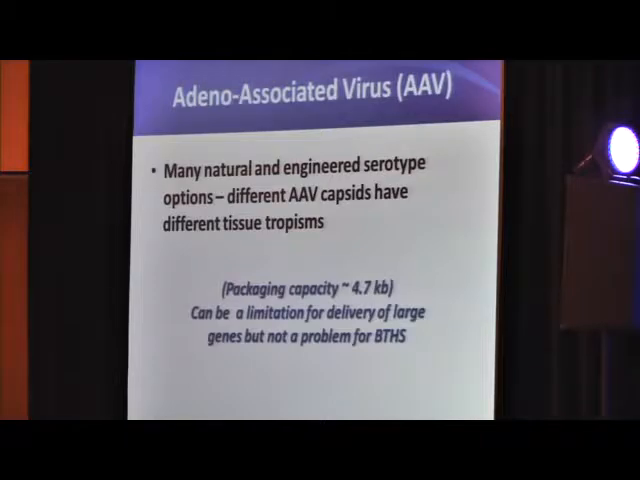Another key characteristic about AAV is that many natural and research-engineered serotype capsid options exist. What this basically means is that even within the constraints of just AAV as a gene delivery vehicle, there's a whole parking lot full of different vehicles you can choose from. Different AAV capsids have different tissue tropisms, so you think about what tissues you're trying to target and choose a capsid that makes sense for your target.